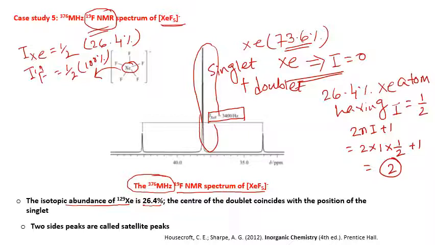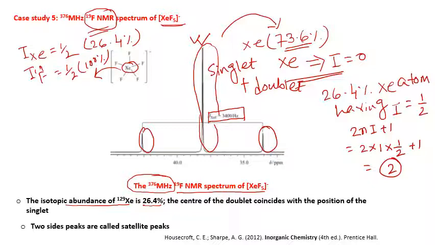So this spectrum can be interpreted in terms of a singlet, the central line. It is due to the 73.6% abundance of the xenon atom that has nuclear spin equal to 0, which will not couple to the 19F fluorine atom, plus an overlapping doublet. These two lines are a doublet, which is due to the coupling of the 129 xenon.